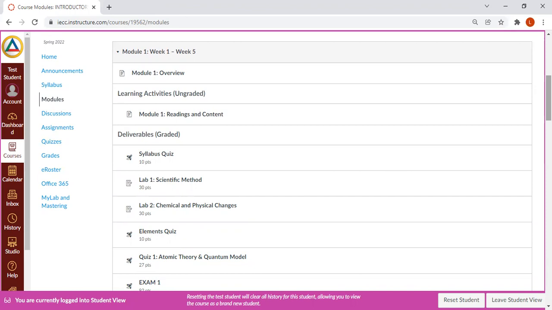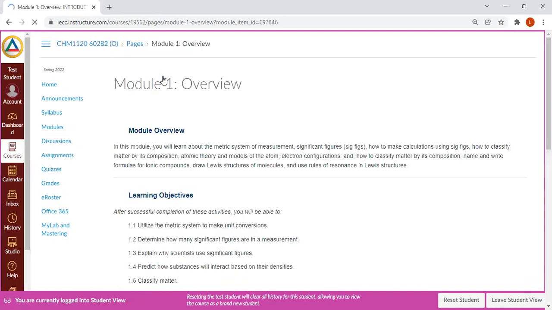So in the syllabus, I use the word unit. In Canvas it uses the word module, but please note that module equals unit. They are the exact same thing. So unit 1 is weeks 1 through 5. Here's an overview of what you're going to do in week 1.